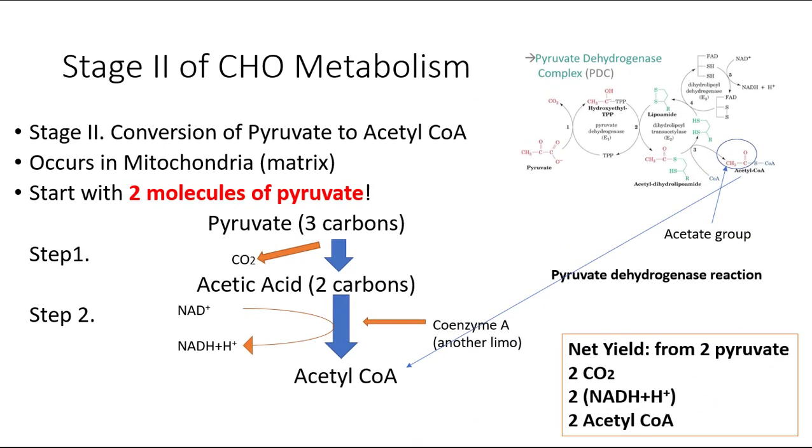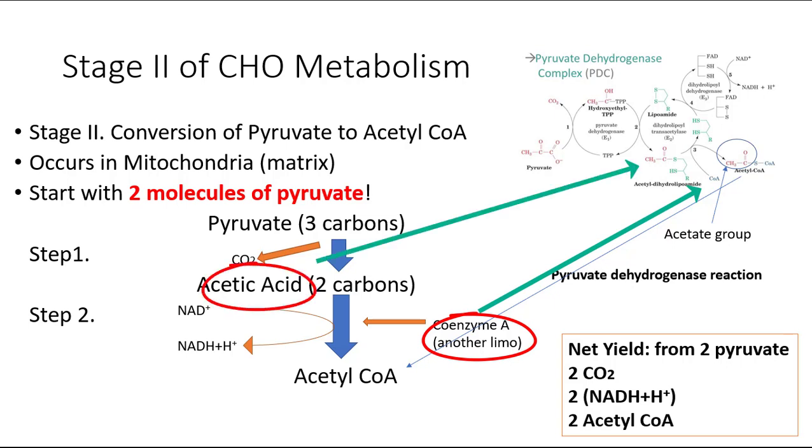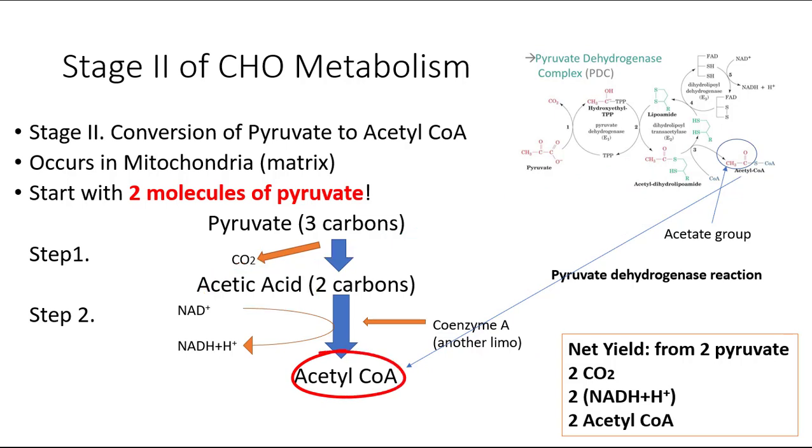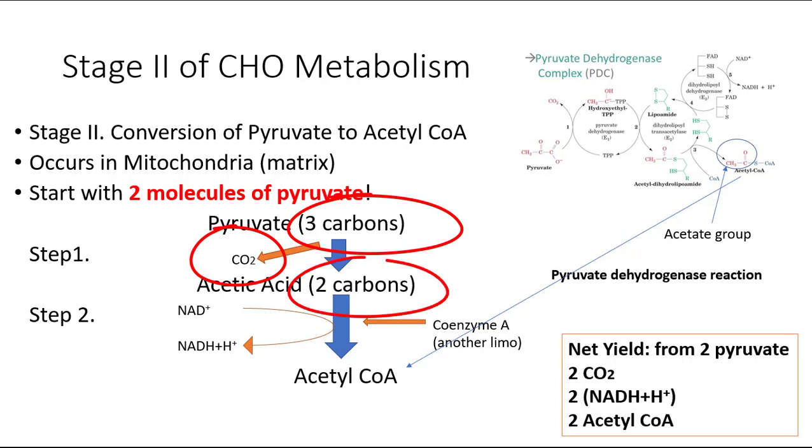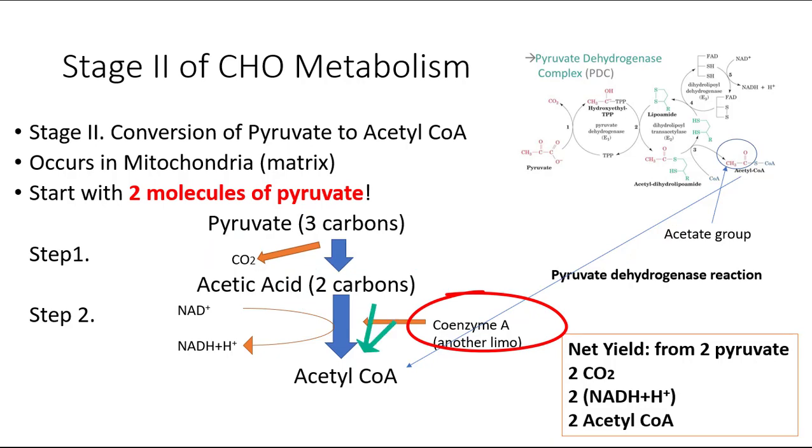A new molecule of interest and importance to mitochondrial respiration is coenzyme A. When coenzyme A is combined with an acetate group, the molecule acetyl coenzyme A is formed. The products of the pyruvate dehydrogenase reaction are carbon dioxide, NADH plus proton, and acetyl coenzyme A. The CO2 produced means that the 3 carbons of pyruvate have now been decreased to the 2 carbon acetate group, which combines with coenzyme A to form acetyl coenzyme A.